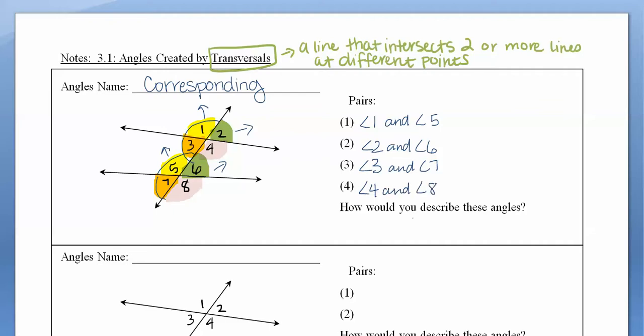So how would we describe these angles? I would describe them as they are in the same position. So like I said, top right, top right. The 4 and the 8 are bottom right, bottom right. 3 and the 7 are bottom left, bottom left. Okay, next pair.